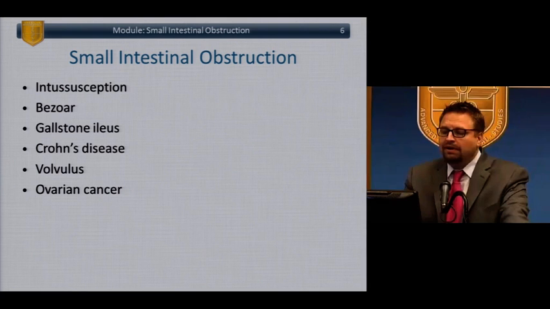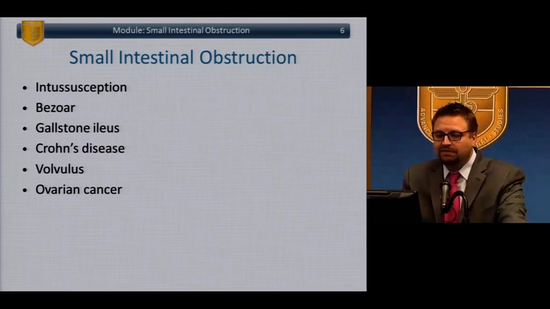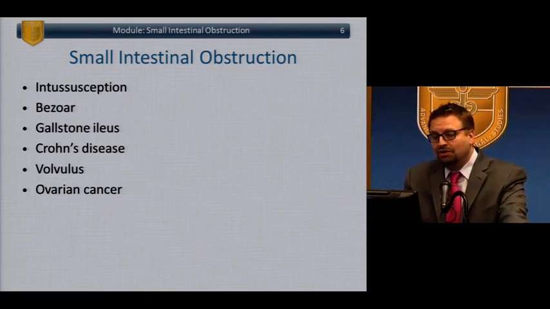Okay, so common causes of small bowel obstruction. For most of us in practice, postoperative adhesions are going to be what we most commonly encounter, but it's important for the purposes of this type of exam to remind ourselves of some of the less commonly encountered causes. Intussusception, as we just saw in that CT scan, bezoar, not that common, but you should not overlook. Gallstone ileus, Crohn's disease, which we'll talk about in some detail, volvulus, and cancer.